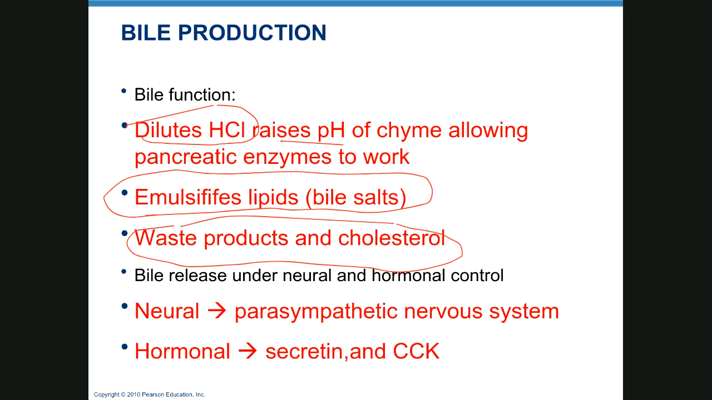Bile is released under neural control and hormonal control. So the neural control is under parasympathetic innervation. Hormonal control is under the stimulus of the hormones secretin and cholecystokinin. Secretin stimulates the production of bile. Cholecystokinin causes the gallbladder to constrict and release the bile.